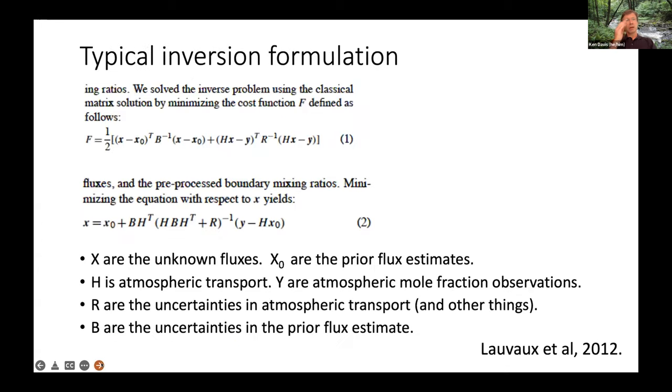So to write this down more explicitly, typically an atmospheric inversion will use something like this set of formulas. This is from Tomalevo's 2012 paper on the mid-continent intensive inverse analyses. We take a cost function that we minimize to solve for the flux, where X are the unknown fluxes, X naught is the prior. H is atmospheric transport, which acts on the prior fluxes. Y are the observations in the atmosphere. And then R is the uncertainty in atmospheric transport and a lot of other things. B is the uncertainty in the prior flux estimate. And that's what I want to focus on next.